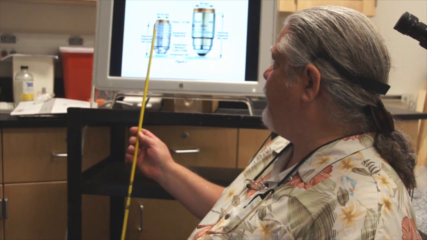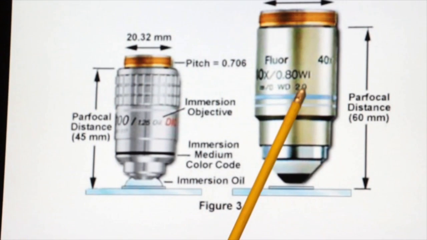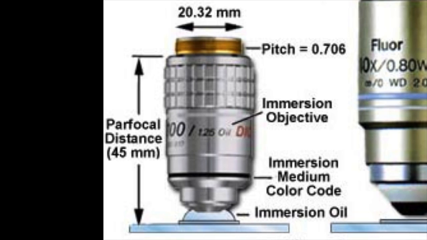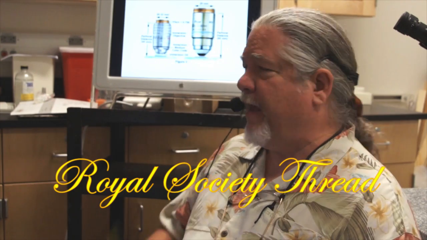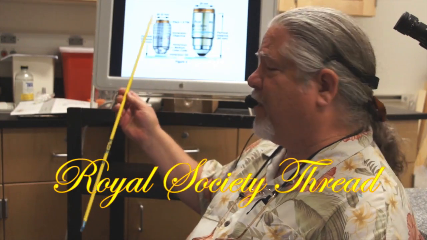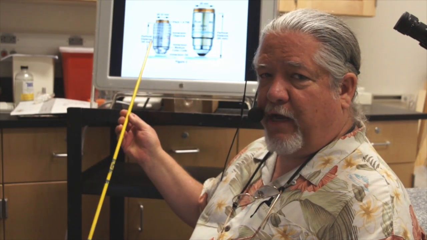There are other things that are important about interchangeability of objectives from microscope to microscope. Here you see two different size objectives on this figure. One is an old style fixed tube length, or 160 millimeter tube length, objective, which has a smaller thread. This has a 20.32 millimeter thread. This is called the Royal Society thread. And for about 150 years, most microscopes employed this kind of objective.